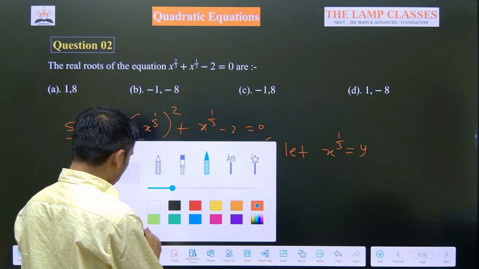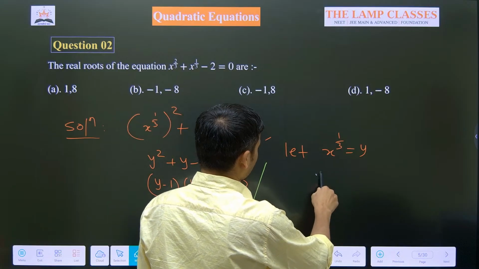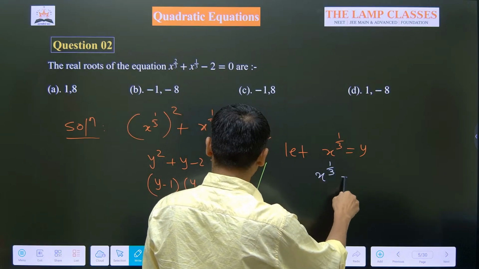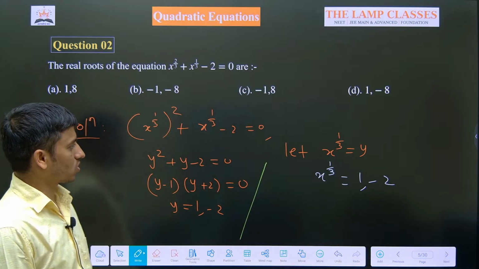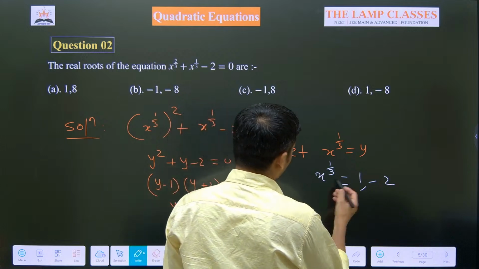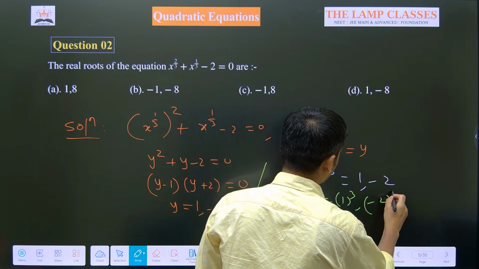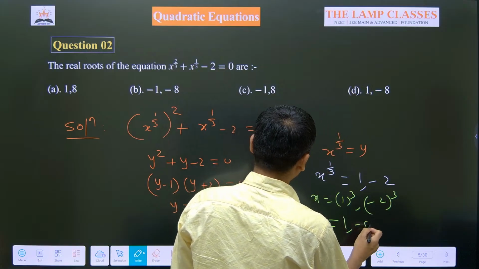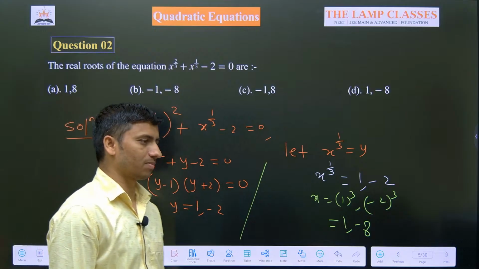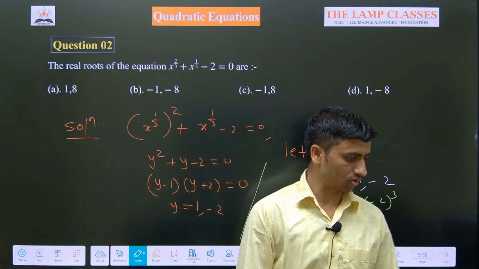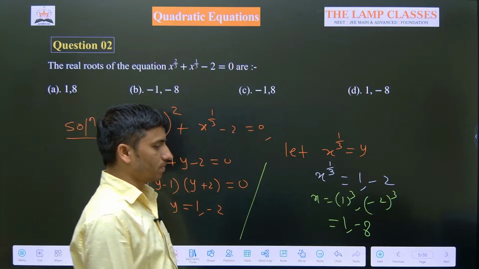But we need to find x, not y, right? So we can replace that. That means x raised to 1 by 3 is basically 1 or minus 2. Now what to do if I have to find x? Shouldn't we cube both the sides? So x will be 1 cube comma minus 2 cube. Yeah, this kind of question sometimes they might give you 2 marks also, guys, no? So the final answer should be option D.